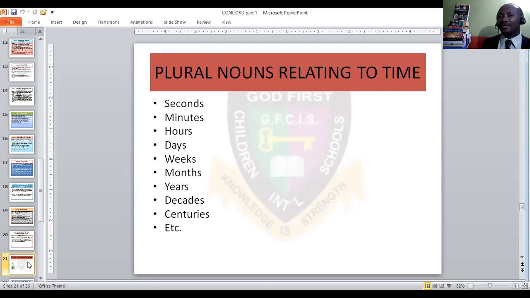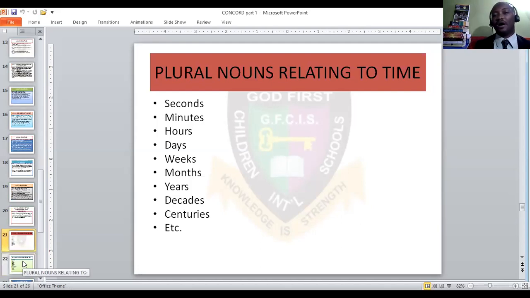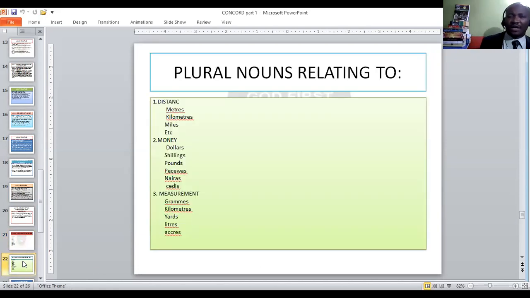Now, what are those plural nouns relating to time? Seconds, minutes, hours, days, weeks, months, years, decades, centuries. They all have S. It may appear to a layman as if it is an aberration, or that they are plurals and should be used as plural. But the law says no. As long as they are referring to time, distance, and money, we have to use the singular verb. We're going to look at plural nouns relating to distance. So anywhere you see them in exams, you have to note them.